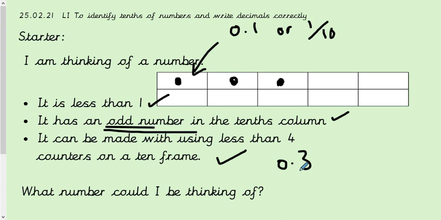It also could be 0.1, because that is also an odd number in the tenths column, and you can make it using less than 4 counters on a 10 frame. So it could be either 0.3 or 0.1, or 3/10 or 1/10 if you wrote it as a fraction. Okay, so hopefully that wasn't too bad. They are quite tricky, but you just got to think through it and make sure you've achieved the whole success criteria.